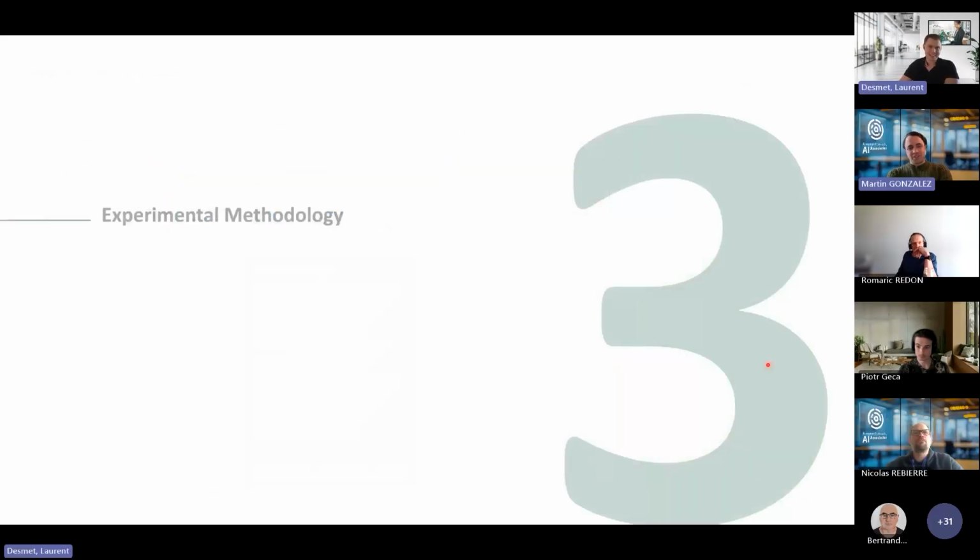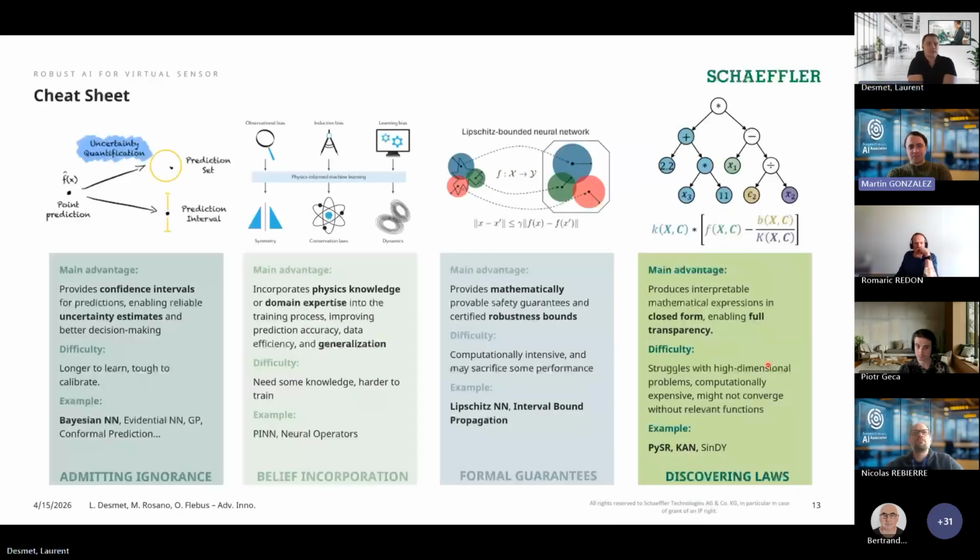Yeah, I also have some questions on the limits of all of these parts, on the Lipschitz neural networks, on the confidence intervals, but maybe I'll also wait for the end.